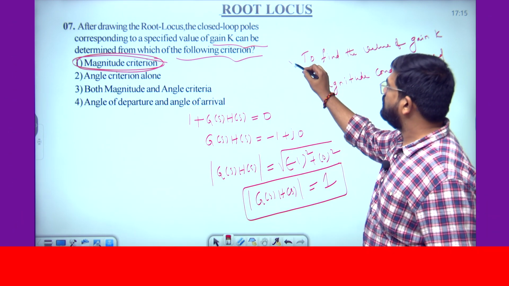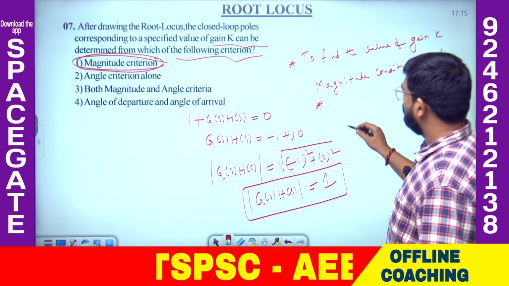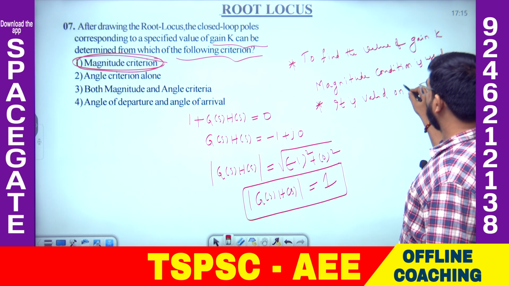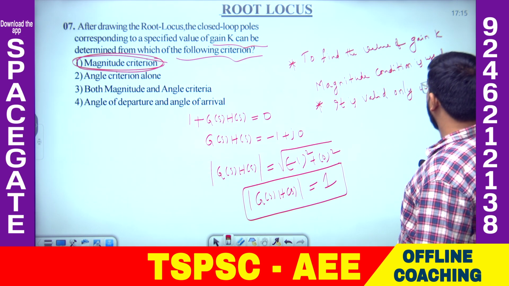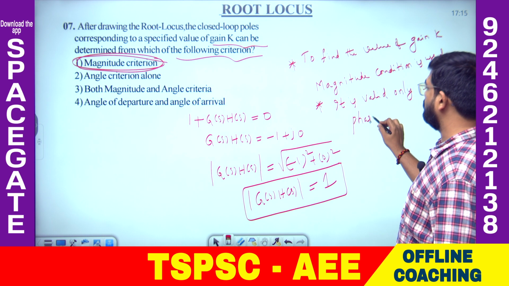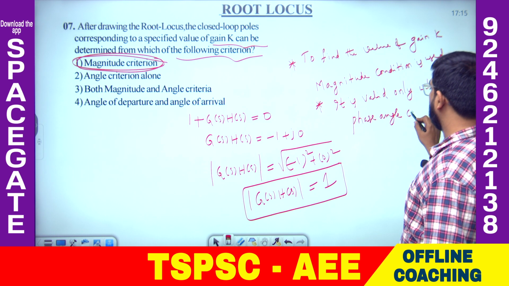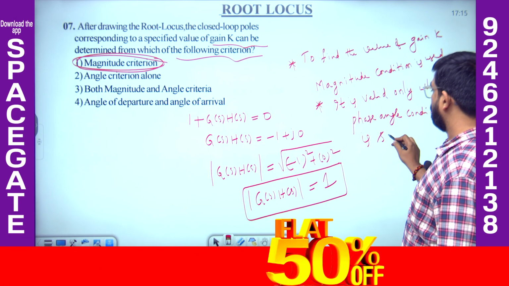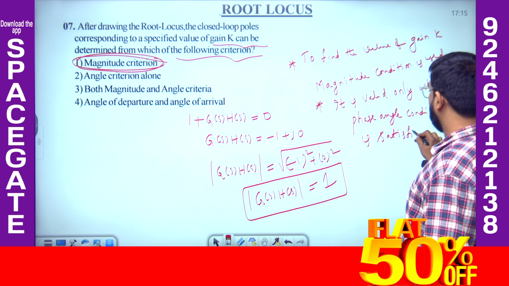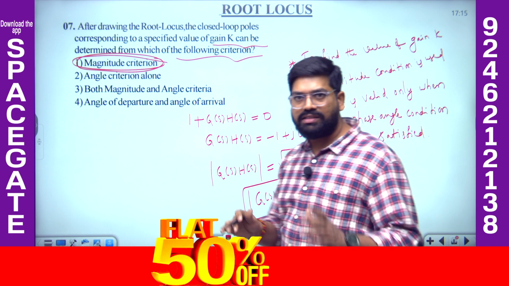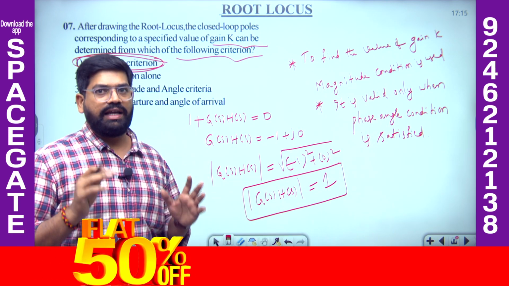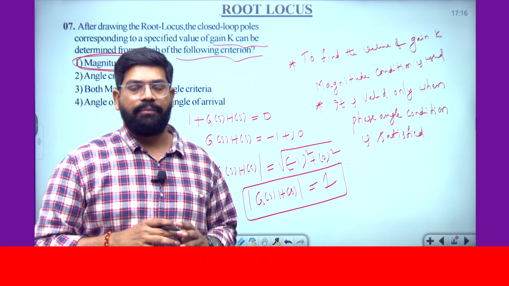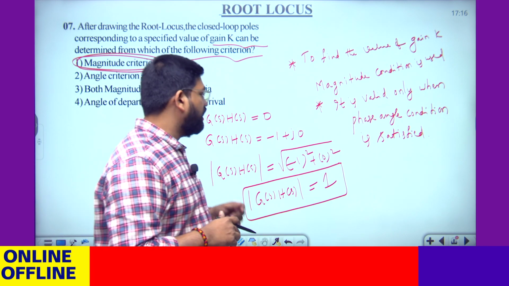But the important point is that it is valid only when the phase angle condition is satisfied. Understood. Magnitude condition is valid only when the phase angle condition is satisfied, but it is used to find the value of system gain K. Understood. This is the right option we need to choose here.